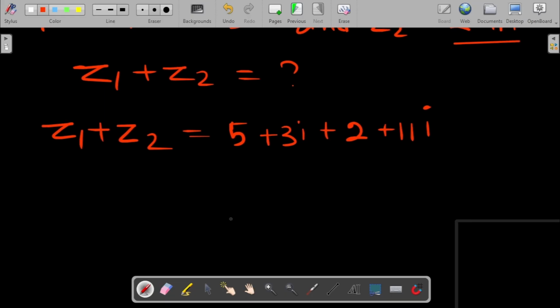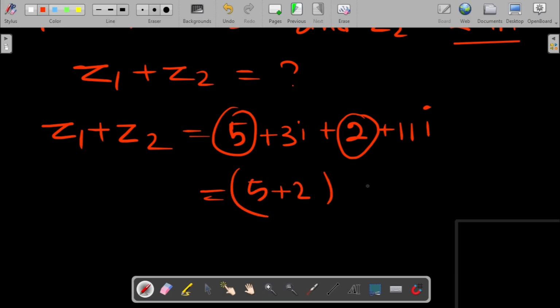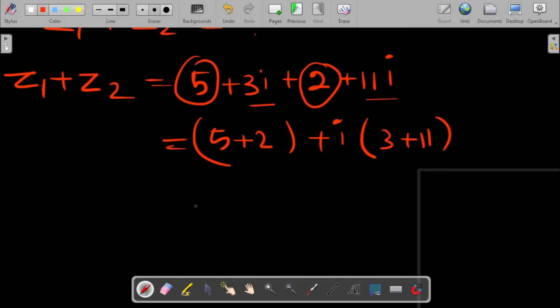Now here 5 and 2 are the real parts of the complex numbers, so we add 5 plus 2. Here we have 3i and 11i. If I take i common, what do I get? 3 plus 11. This is equal to 7 plus 14i. So Z1 plus Z2 is 7 plus 14i.